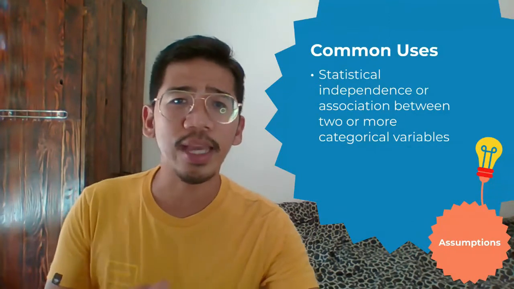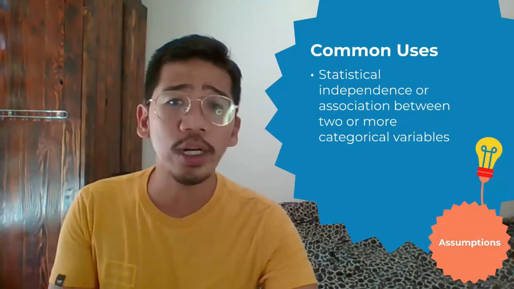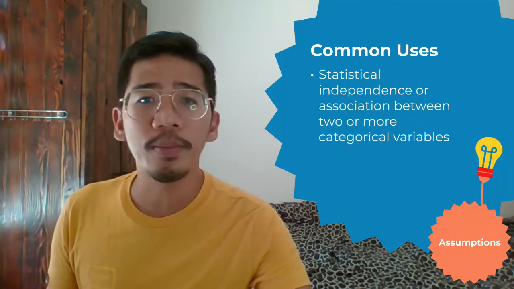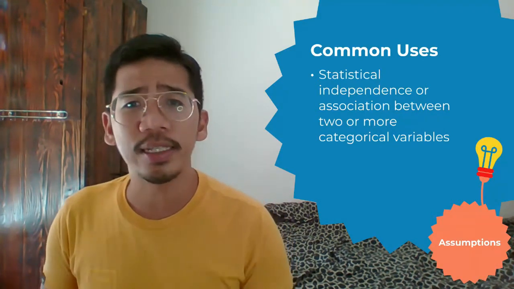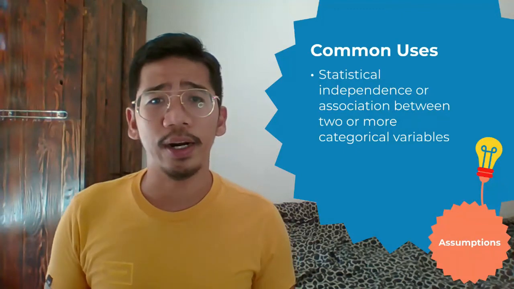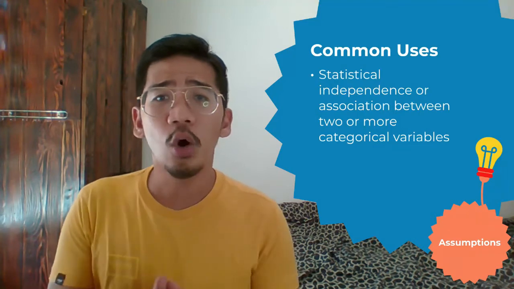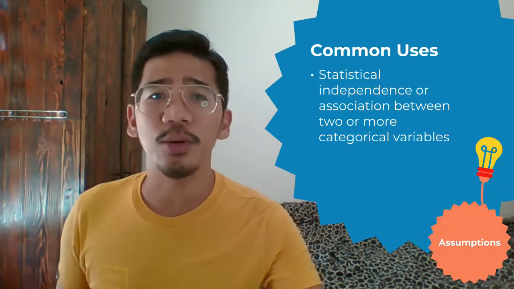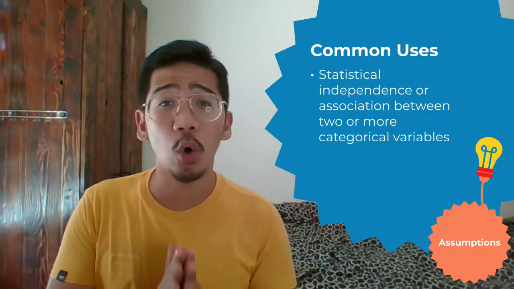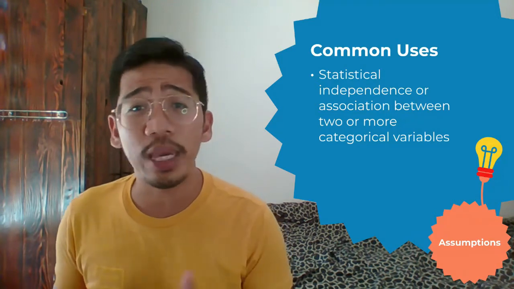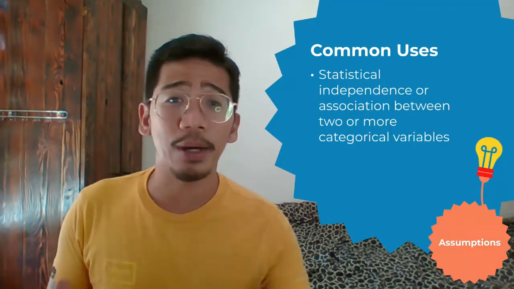The chi-square test of independence is commonly used to test statistical independence or association between two or more categorical variables. The chi-square test of independence can only compare categorical variables. It cannot make comparisons between continuous variables or between categorical and continuous variables. Additionally, it only assesses association between variables and cannot provide any inferences about causation.